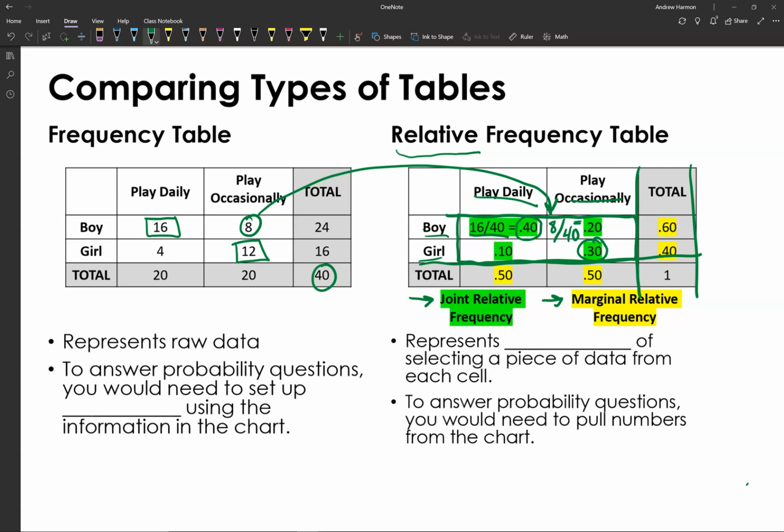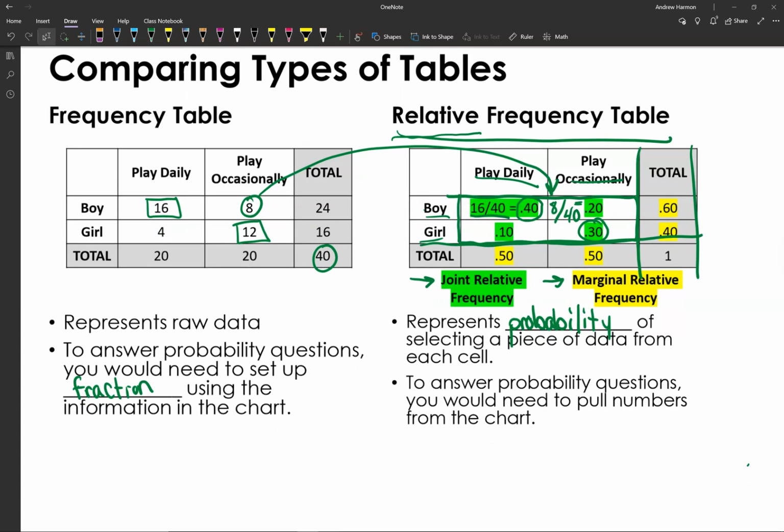In the frequency table, it represents raw data. To answer probability questions, you would need to set up fractions using the information in the chart. But in a relative frequency table, this represents probability. So the probability is already found for you in a relative frequency table, and to answer probability questions, you really just need to pull the numbers from the chart. So they both have their usefulness.